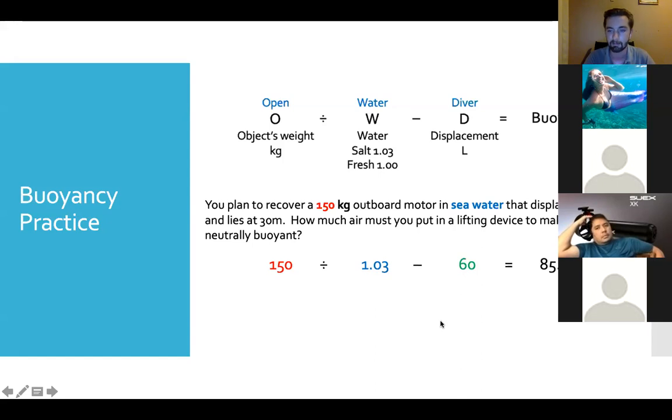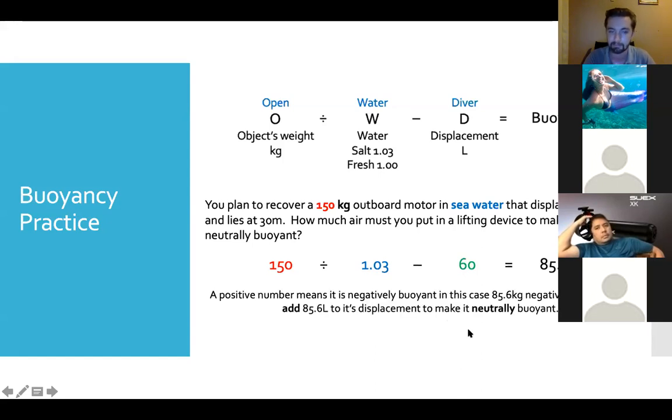85.6. But 85.6 what? Okay. So if you get a positive number at the end of this calculation, it means it's negatively buoyant, which can get a bit confusing. Okay. But yeah, so this item we can now see is 85.6 kilograms negative, which means we need to add that many liters to its displacement to make it neutrally buoyant. Okay. All clear on that one.